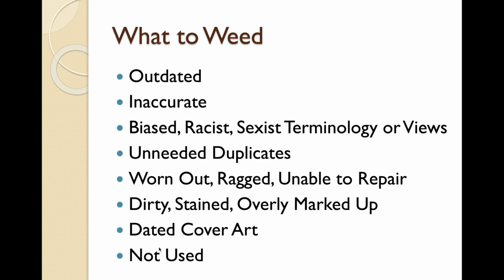Worn out books: ragged, unable to be repaired, dirty, stained, really overly marked up. Those things should be gotten rid of, even if it's really hard to do that sometimes, because you say somebody might want to read this, but people don't want those unattractive books. It makes the collection look unattractive, makes overcrowded shelves. If you have overcrowded shelves with really dirty books, it just is not appealing and people don't want to browse. So even kids don't really want to browse through that.